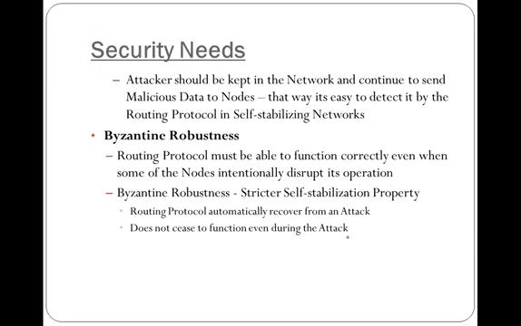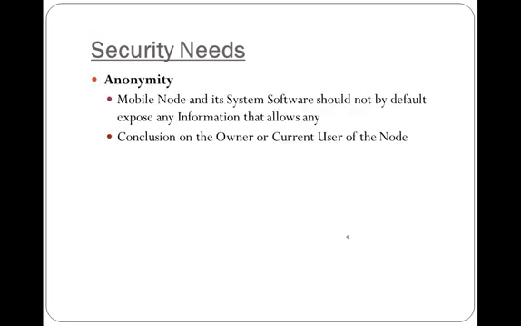Then we have the Byzantine robustness, where routing protocol must be able to function correctly even when some of the nodes intentionally disrupt its operation. So Byzantine robustness actually helps us to get the self-stabilization property of these nodes. And a routing protocol should also help in this mechanism to recover from any attack, and they ensure the correct information dissemination inside a network.